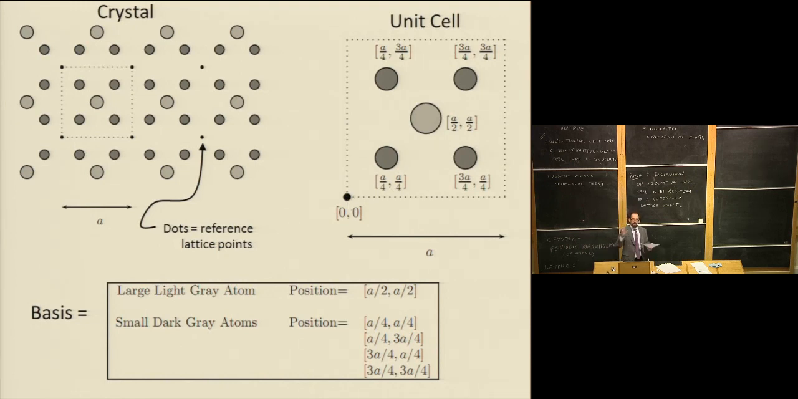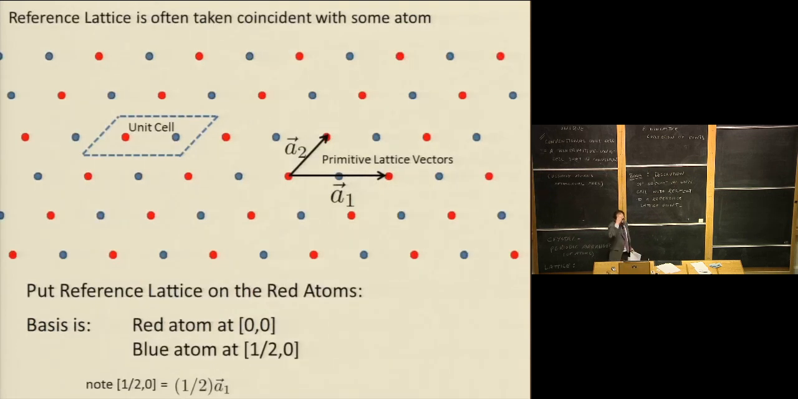Is that clear? So if I tell you the lattice and I tell you the basis, I've told you the whole crystal. So this is the language we need in order to describe the whole crystal. Now, sometimes it is useful to take the reference lattice to be coincident with some atom.